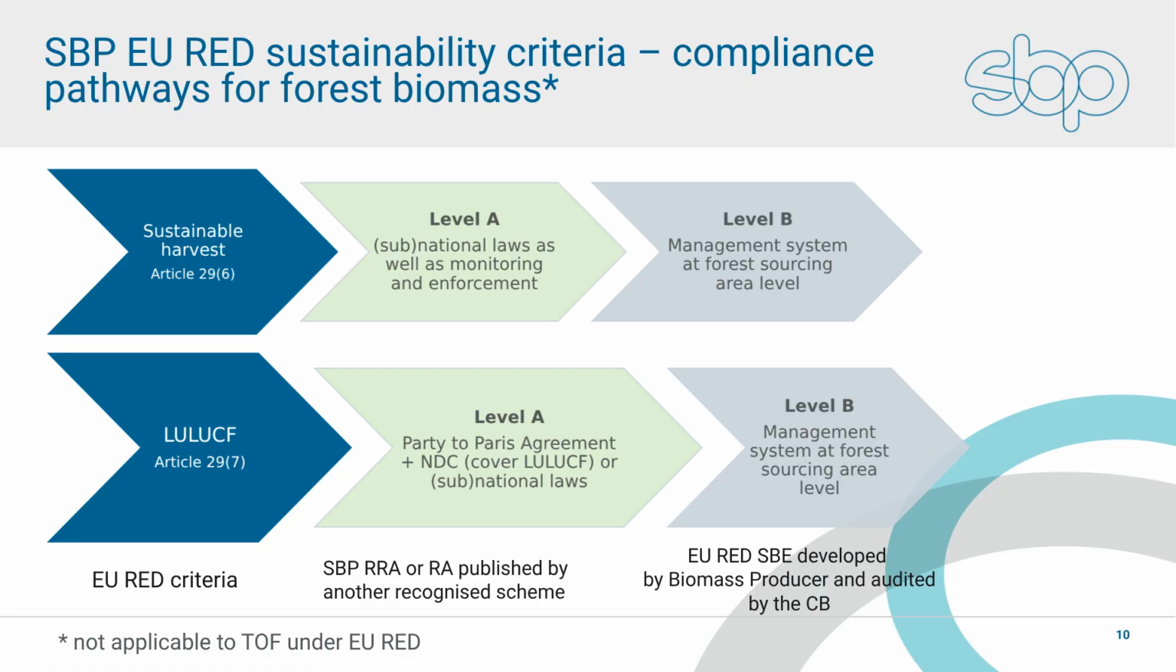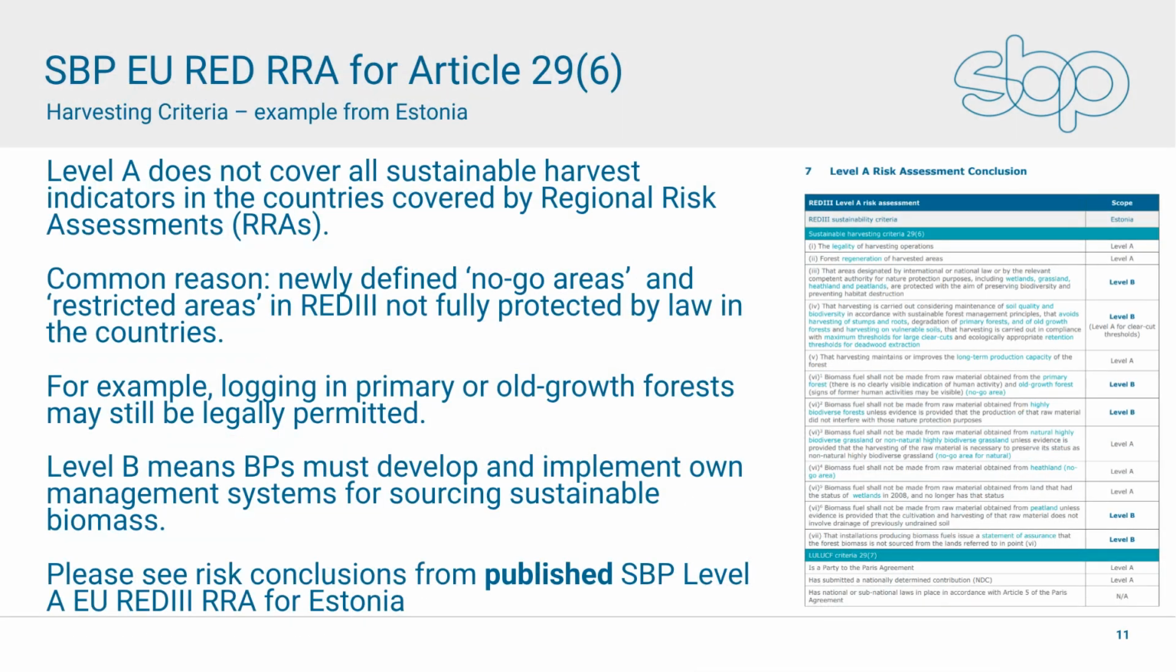As of January 2026, SBP Level A RED 3 risk assessments are available for Denmark, Estonia, Latvia, Lithuania, Canada, the US, and Vietnam, but you should always check the SBP website for the latest list. SBP has also published a document on recognized RED Level A risk assessments for Article 29, paragraphs 6 and 7 on forest biomass. Another important point is that the existence of a Level A EU RED risk assessment does not automatically mean that all sustainable harvest indicators are covered at Level A. This affects countries with SBP regional risk assessments, such as Denmark, the Baltic states, Canada, the US, and Vietnam.